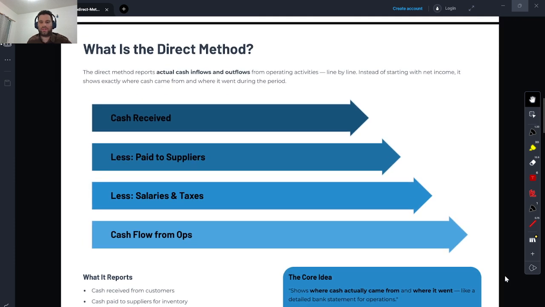So what is the direct method? The direct method reports actual operating cash inflows and outflows line by line. Instead of starting with net income, which we do in the indirect method, the company directly reports the cash received from customers, the cash paid to suppliers, cash paid for salaries, and taxes or interest paid in cash. Think of the direct method like a cash basis income statement for operating activities. It clearly shows where cash came from and where it went during the period.